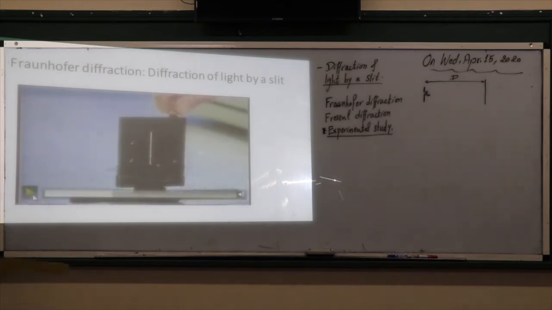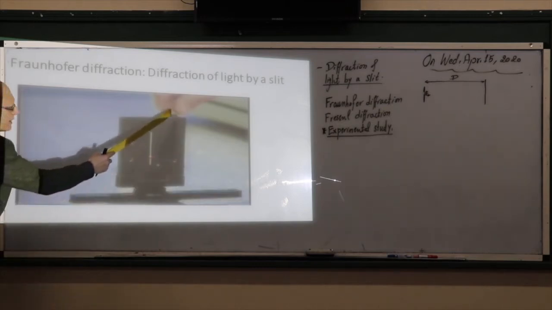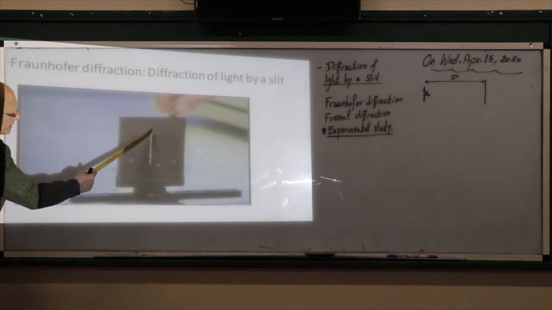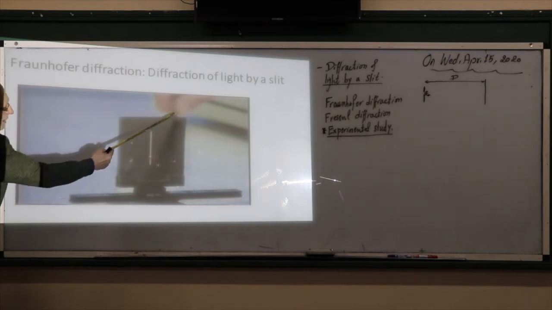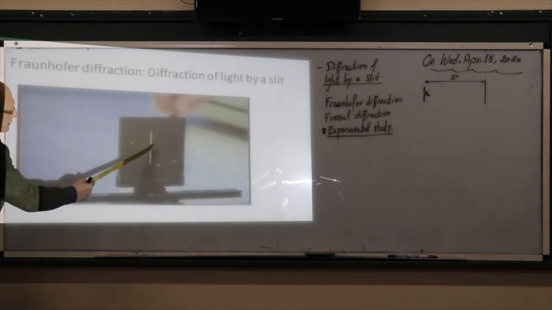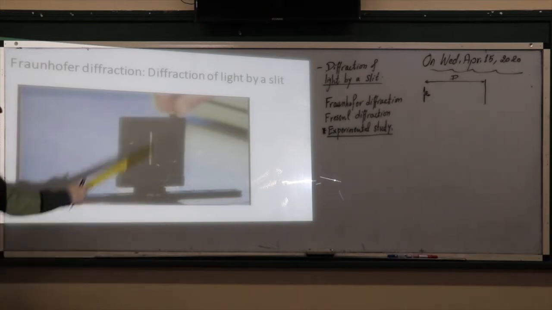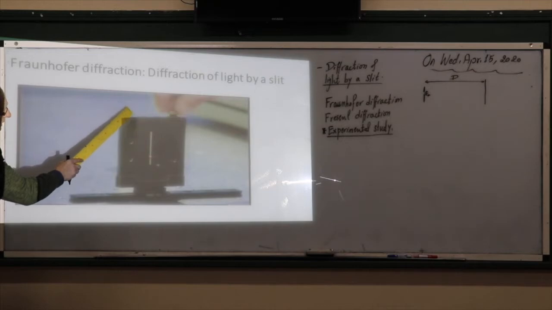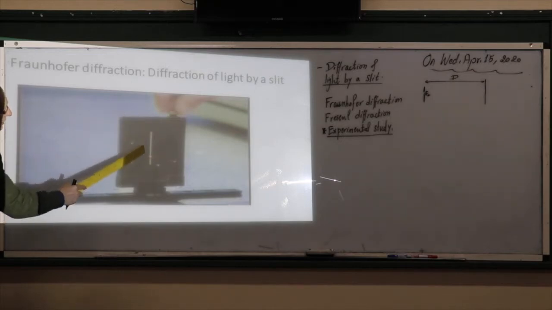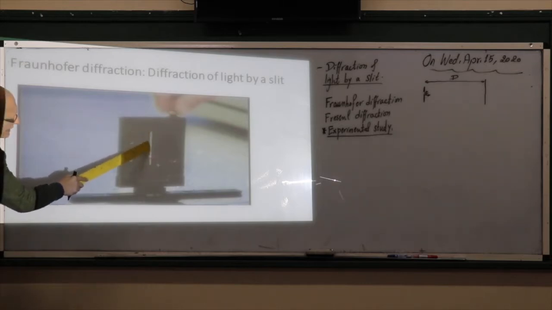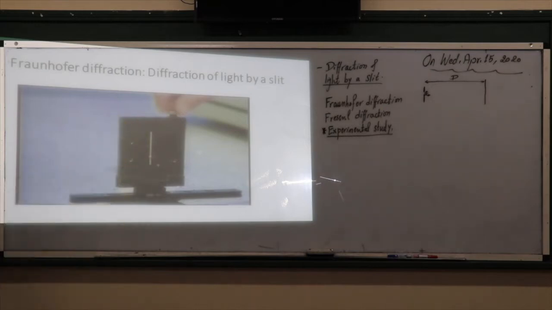Okay. Notice here you have an adjustable slit. Notice this is the slit, a vertical slit, as you see. He can change the width of the slit by turning this knob, okay? He put a screen behind the slit so that you can see the opening of the slit.